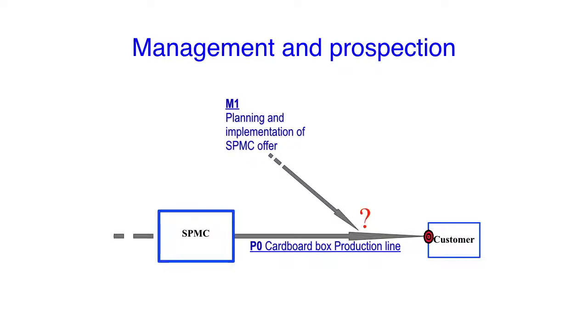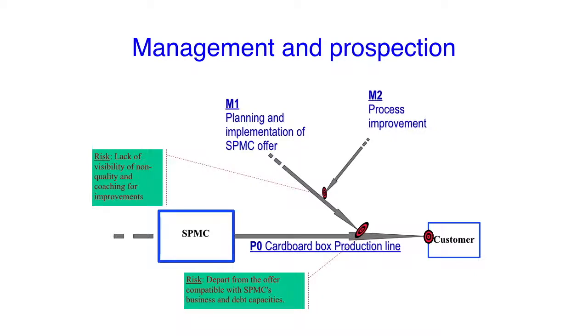What is the associated risk? What happens if there is no M1 process? Pause the video to have time to think about it. The risk is that the offer may deviate and no longer be compatible with the company's business and its debit capacity. You should now be able to understand the M2 process and its risk.